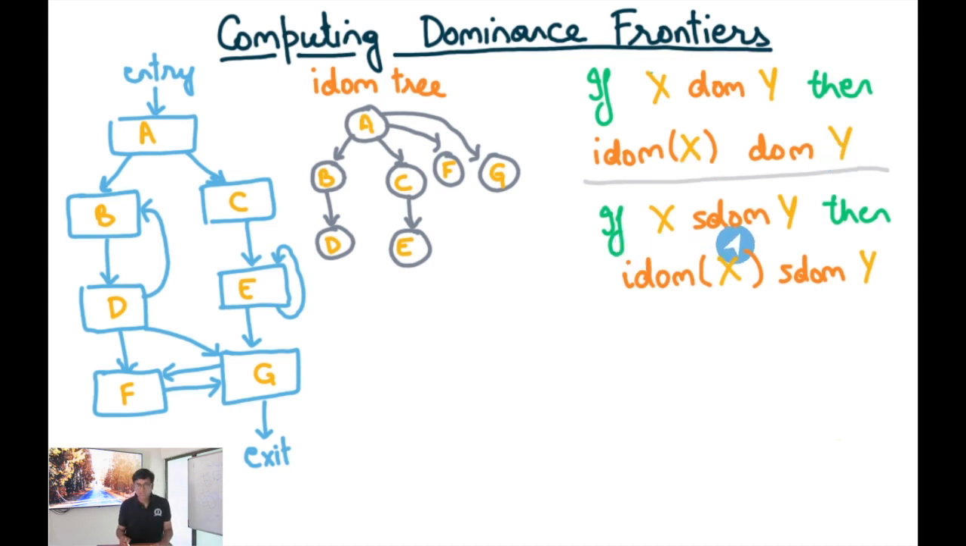Similarly, if X strictly dominates Y, which means X dominates Y but X is not equal to Y, once again that basically means that there's a path from X to Y, and we discard the epsilon path, the empty path. We don't consider X to strictly dominate itself. Then IDOM of X also strictly dominates Y, because there is a non-empty path from IDOM of X to Y as well in the dominator tree.